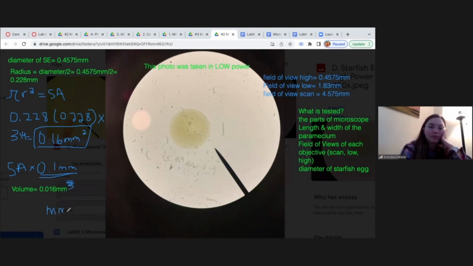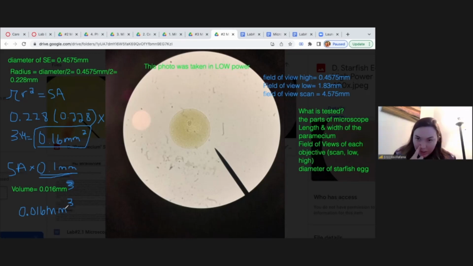Okay, so that would be your surface area and volume. If you want to use the example we did to put in your packet for the surface area and volume, that's fine. But for the paramecium length and width, you need to know how to do that for your test. So make sure you practice that in lab by doing your own work for that. Does that make sense?